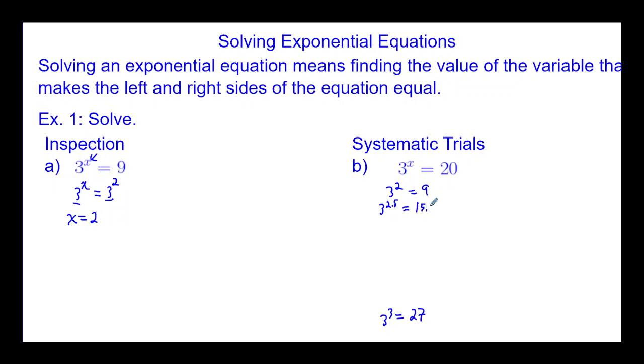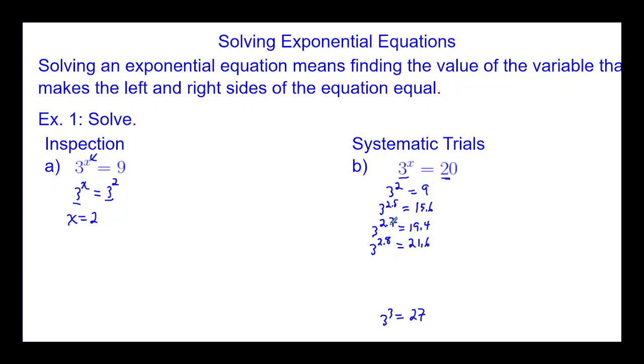Remember, our goal is to get 20, right? Our goal is to get 3 to the x is equal to 20. Whatever that x value is, that'll be our answer. So 2.5 isn't quite big enough. So I'm going to jump ahead here to 2.7. So 3 to the 2.7 gives us 19.4. Again, not quite big enough. It's close, but not quite. Let's try 3 to the 2.8. 3 to the 2.8 gives us 21.6.